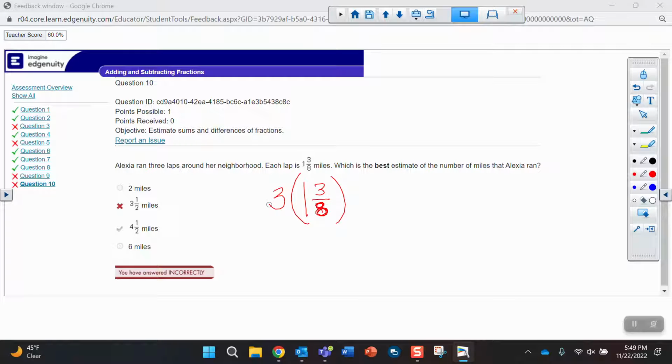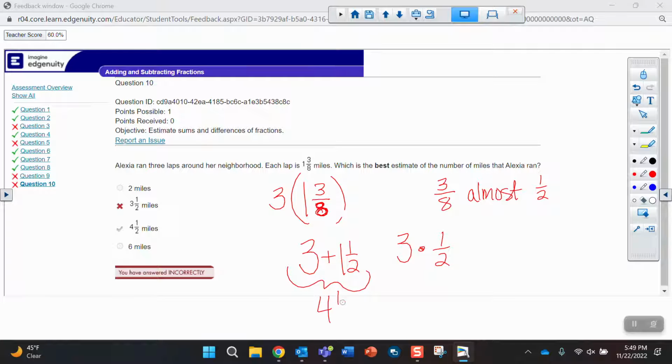Because it's an estimate, 3 times 1 is going to be 3. But then we also have this 3/8, and 3/8 is really close to a half. It's almost 1/2. So if you have 3 halves, that's 1 1/2 more. 1/2 plus 1/2 is 1, plus the third 1/2 would be 1 1/2. So it's basically 3 plus 1 1/2, which is 4 1/2.